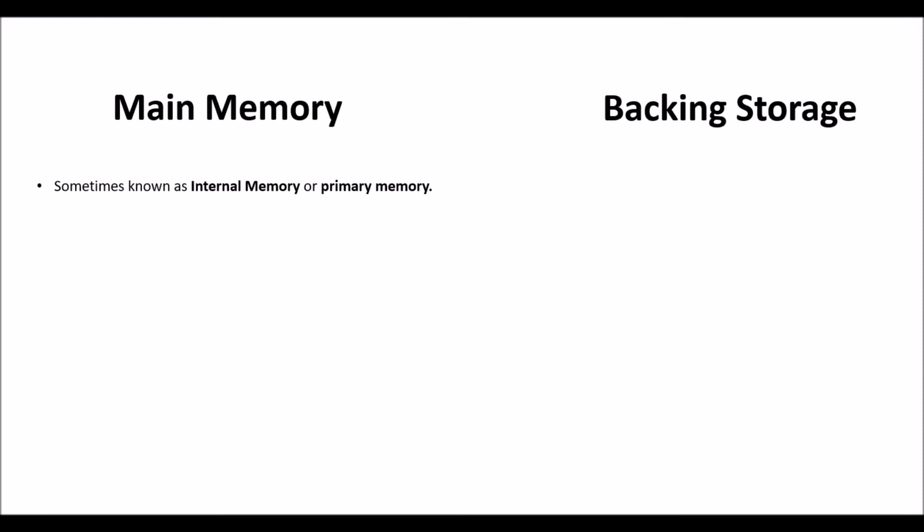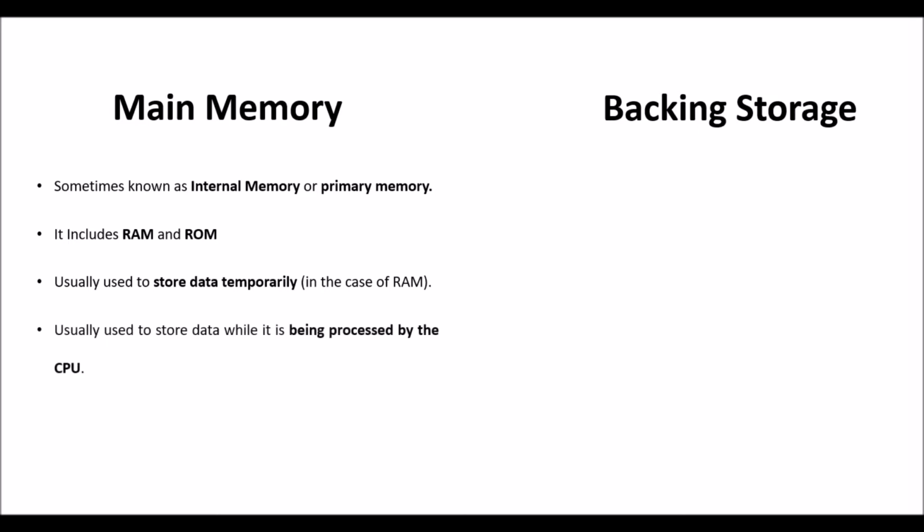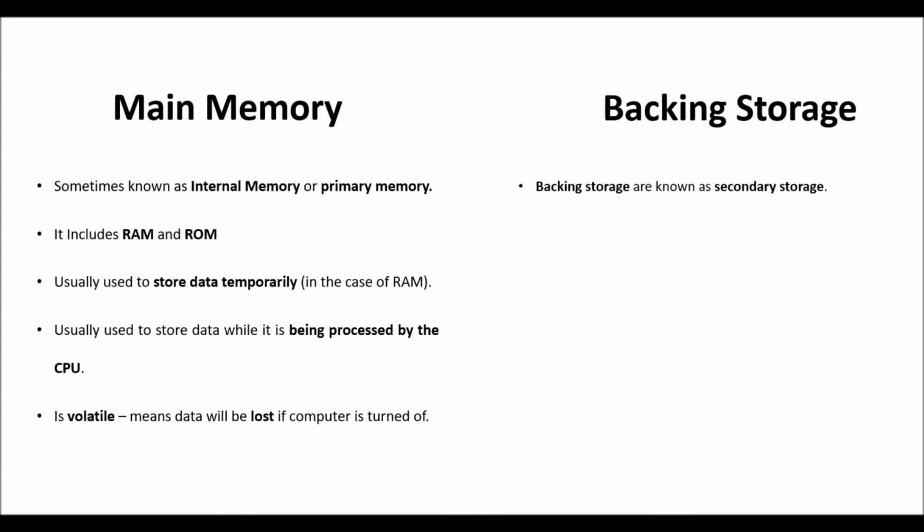Now, when we say main memory, these are the internal memory or primary memory you have in your computer. It actually includes random access memory and read-only memory. RAM is usually used to store data temporarily, and all the necessary data you need to start up your computer is actually stored in the ROM, read-only memory. It is usually used to store data while it is being processed by the CPU. Then we say that it is volatile, meaning data will be lost if the computer is turned off, in the case of RAM.